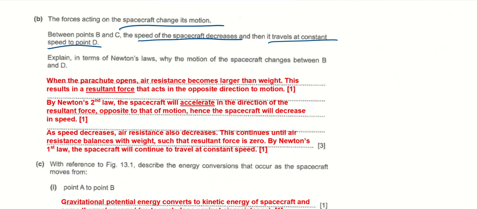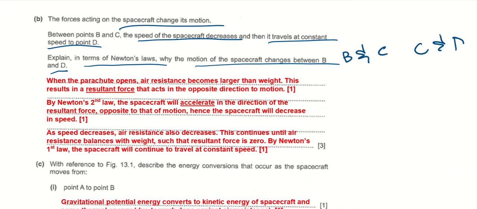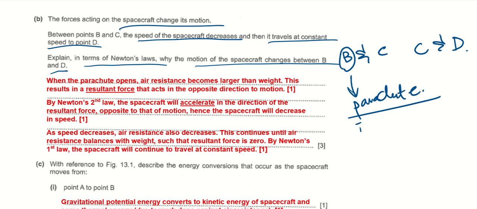Okay, so explain in terms of Newton's law why the motion of the spacecraft changes between B and D. So we have to separate into B and C, and then C and D. What happens at B? The parachute is deployed. What's the effect of deploying a parachute? It increases surface area in contact, and this increases our air resistance.